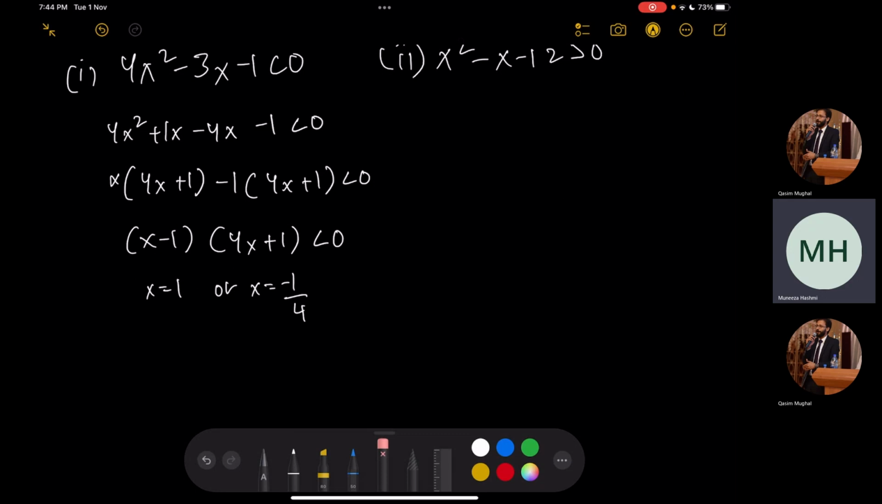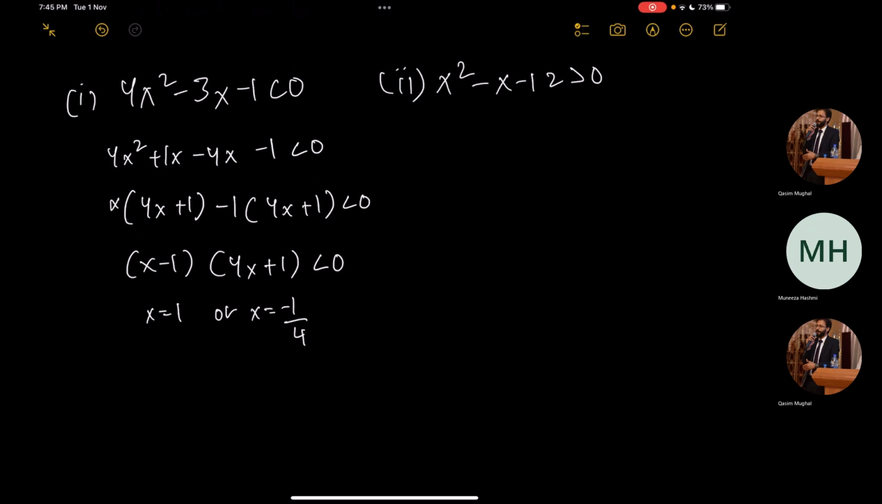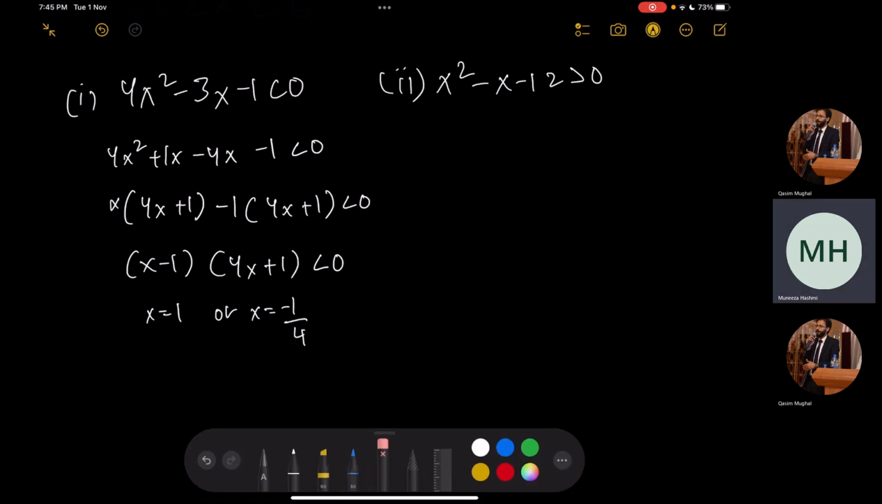Sir, in the second one, I don't think it's possible to factorize it. So can we use the quadratic formula? What is it? x squared minus x minus 12. You can factorize it, dear. So you need two numbers whose product is negative 12 and whose difference is negative 1. Isn't it 3 and negative 4? Oh, yes. Got it.